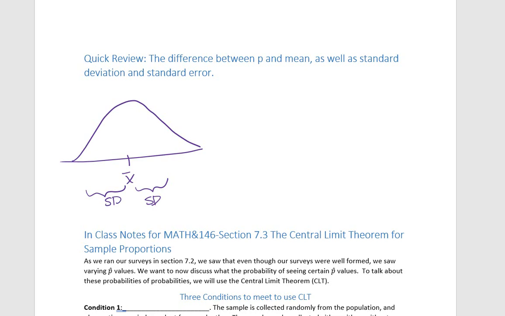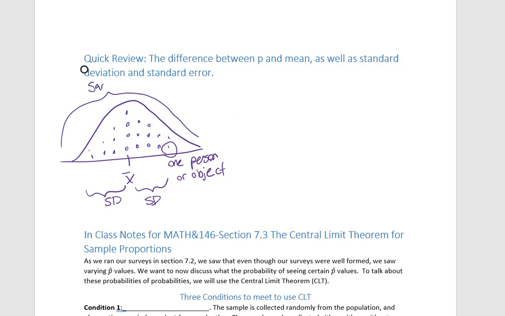So in this case, each dot that we would see, or each bar, would be a single person or object. And then the entire histogram would be a sample.